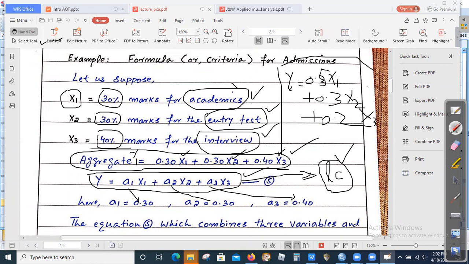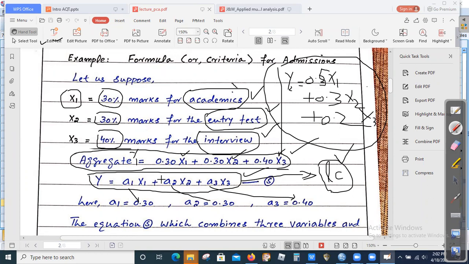Now, this is also a linear combination. This is also of the form a1x1 plus a2x2 plus a3x3, okay? But here, as you can see, the weighting scheme is different. So we would say that if y1 in the form of 0.3x1 plus 0.3x2 plus 0.4x3 is one linear combination, then y2, using the same variables but with a different weighting scheme, is another linear combination.